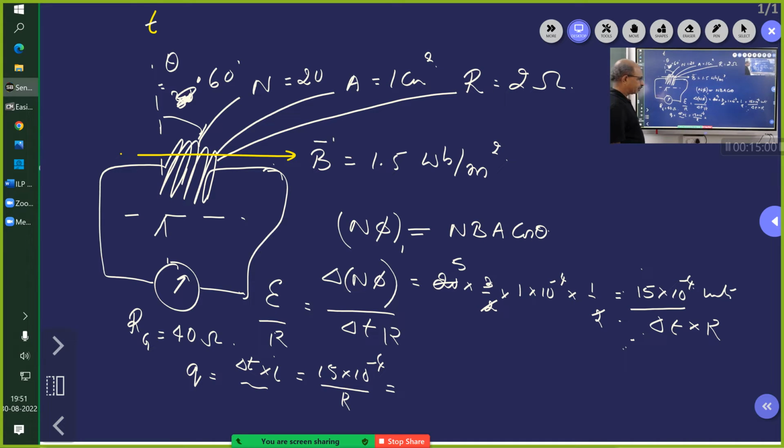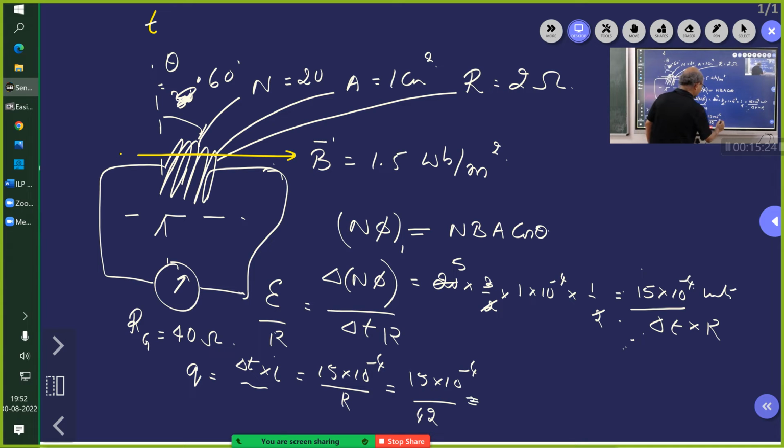Okay, so they are giving the value of R. This coil has a resistance of 2 and this one has 40, so you will take it as 42. Correct? So 15 into 10 to the power of minus 4 divided by 42. This will be the charge in coulombs you should get.